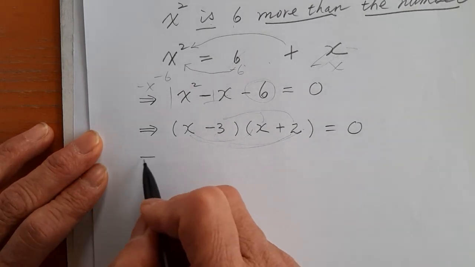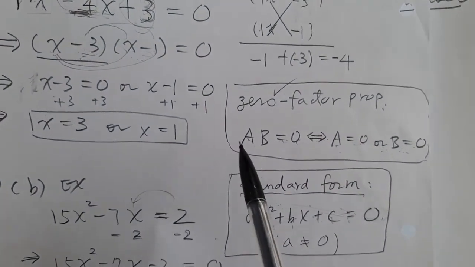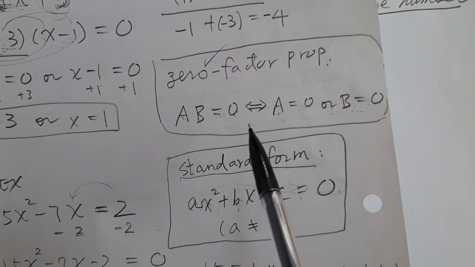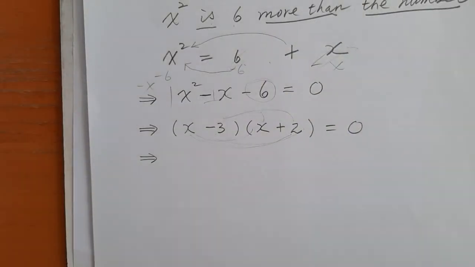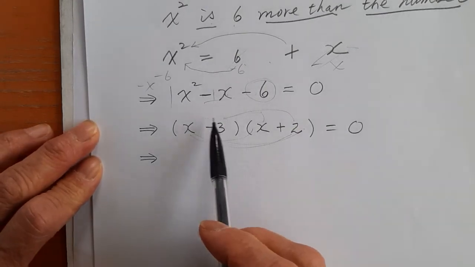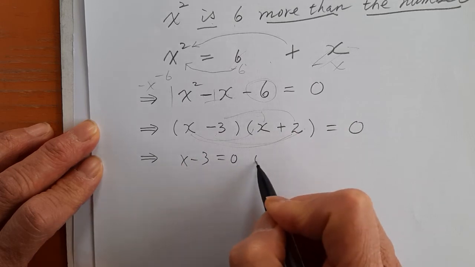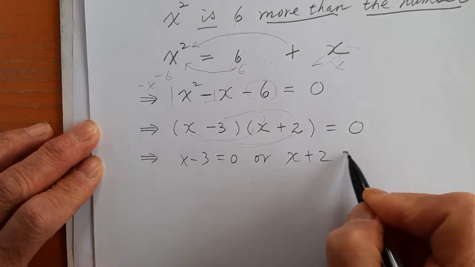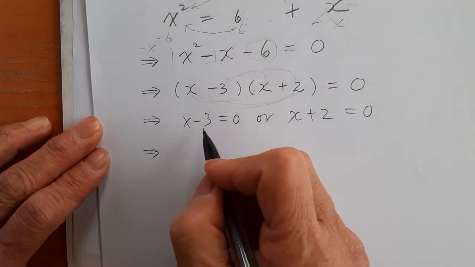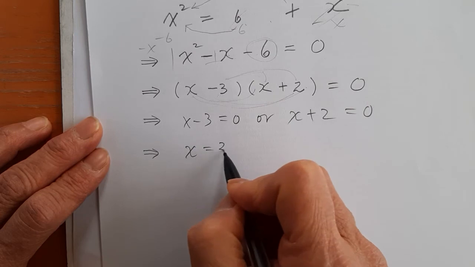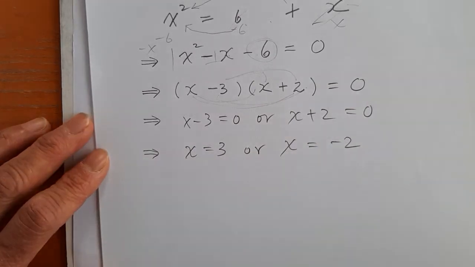Then use the zero factor property, which says that for two factors, a times b equals 0 if and only if either a equals 0 or b equals 0. That's the zero factor property. So the two factors multiplied together equal 0, then either x minus 3 equals 0 or x plus 2 equals 0. Then use the addition property or subtraction property: add 3 to both sides, get x equals 3, or subtract 2 from both sides, x equals negative 2.